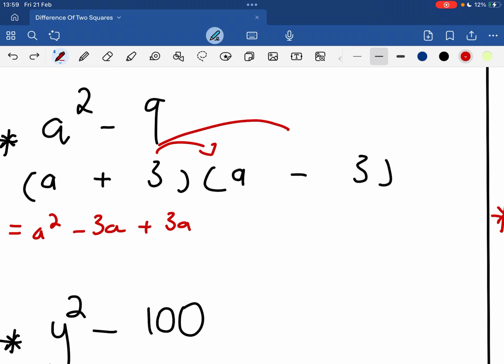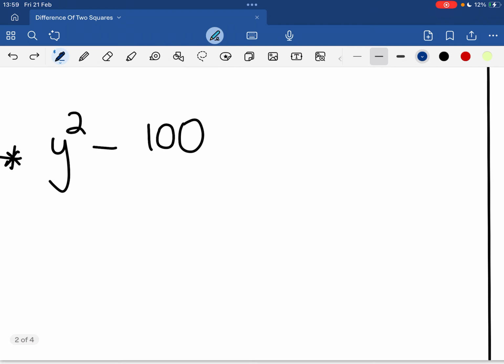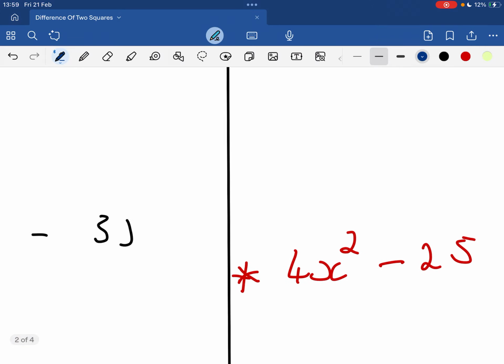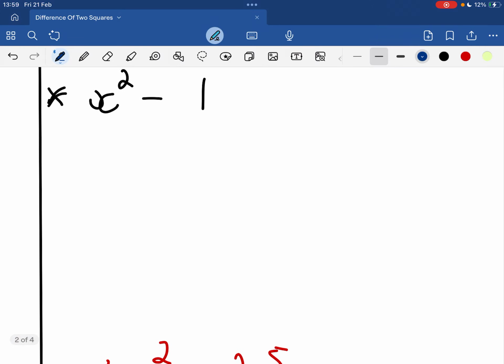And this is how we know that the difference of two squares is a valid method of factorizing, because when we simplify it, we do get the question back. Here's the next one. Y squared minus 100. We'd open two brackets, would put y here and y there. And the square root of 100 is 10, so we'd put 10 here, 10 there, put a plus, and put a minus. That's how to factorize using the difference of two squares.